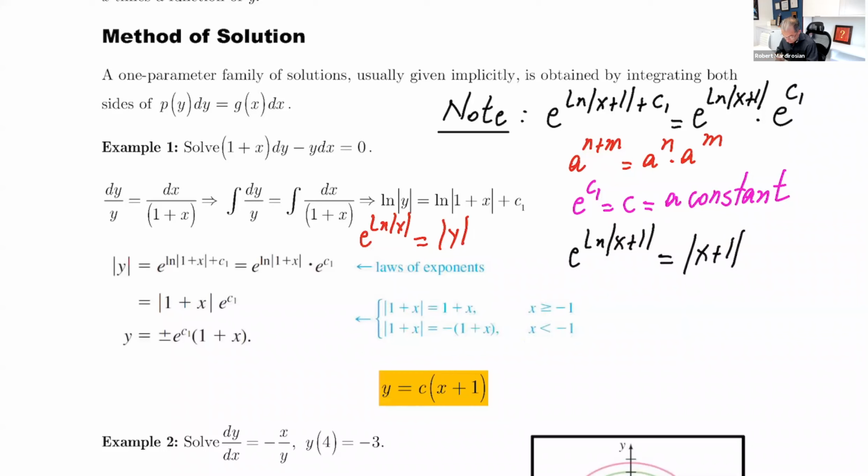So the final answer here is going to be y equals, again, once you write plus or minus e to the power of c1, you can just say that's a constant, equals c times x plus 1. It could be a negative constant or a positive constant. So you can simply say c here is plus or minus e to the power of c1, and that's the solution.